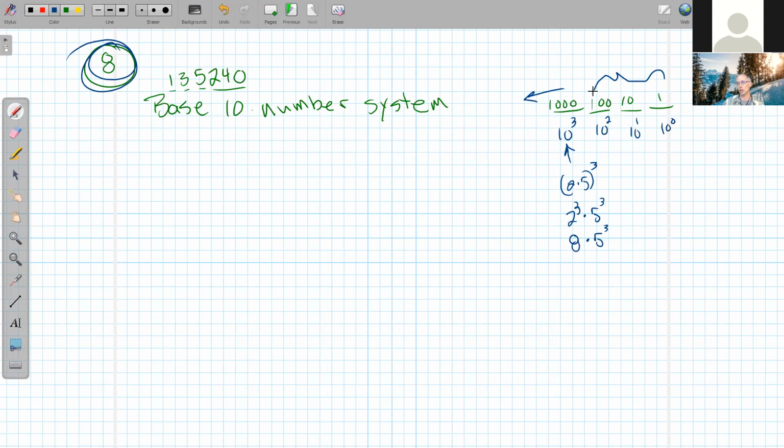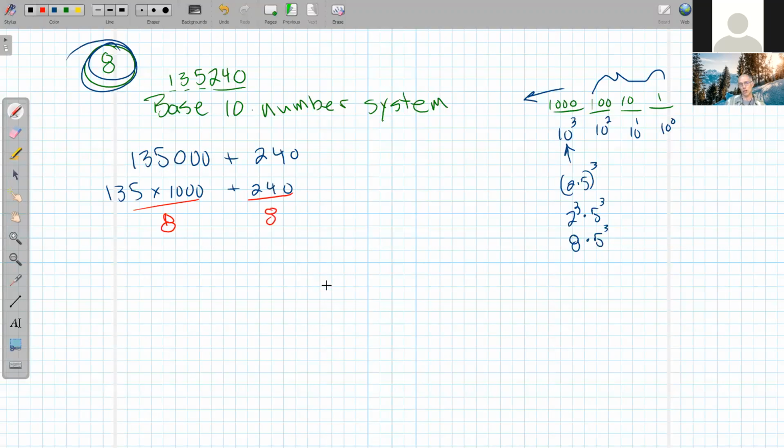So the catch is, as long as 8 goes into whatever number is formed by those first 3, I don't care about the rest because 1,000 has an 8 in it. So breaking this number down right there, that would be 135,000 plus 240. Right? 135,000 is really 135 times 1,000. And I know that 8 goes into 1,000. If 8 goes into 240 also, then the 8 divides out and I get a whole number.